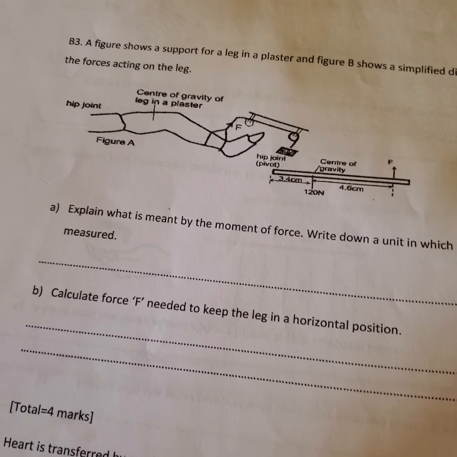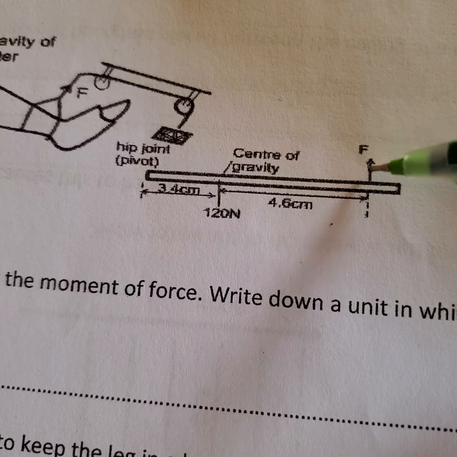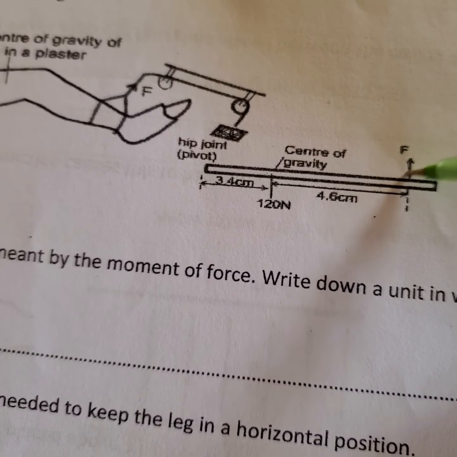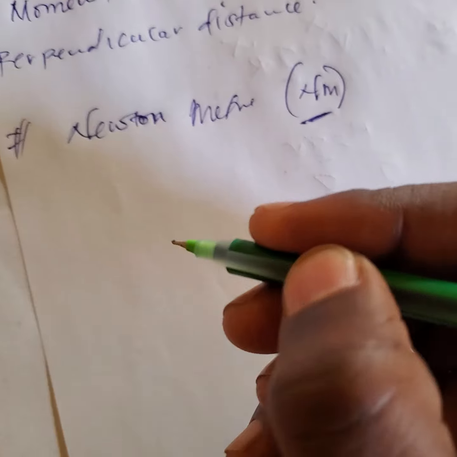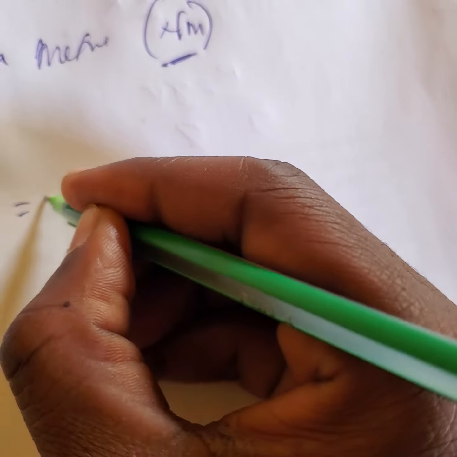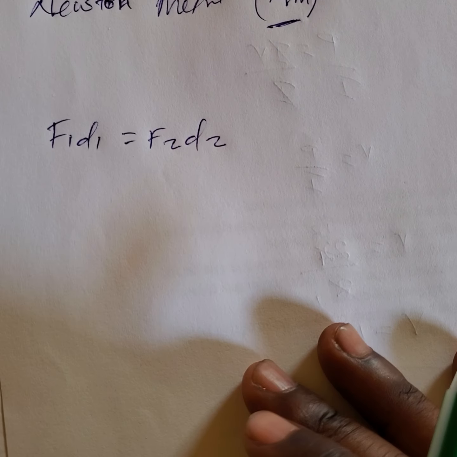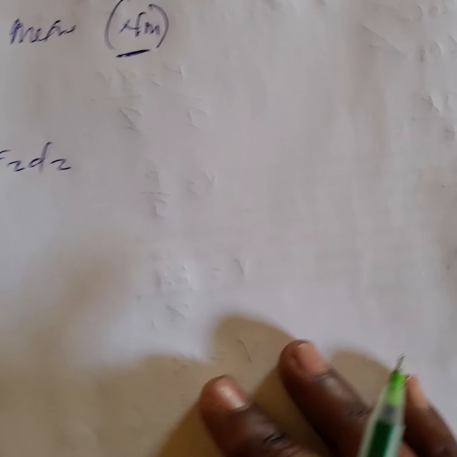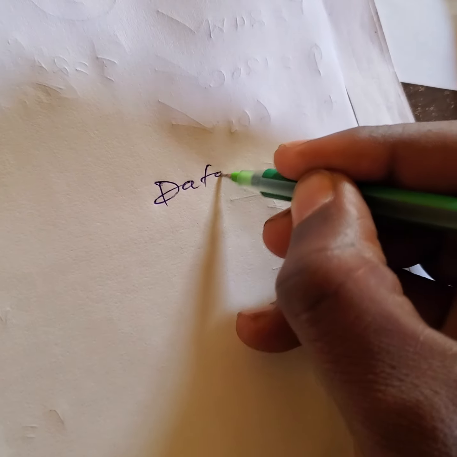When you look at it very well, the force that they are asking us to find is this force. This is force F. It's the one that they're asking us to find. So let's see what we can find. We are going to apply the principle of moments, remember, so force 1, distance 1 is equal to F2 D2. So F1 D1 is equal to F2 D2. Let's gather the data and see what we have.